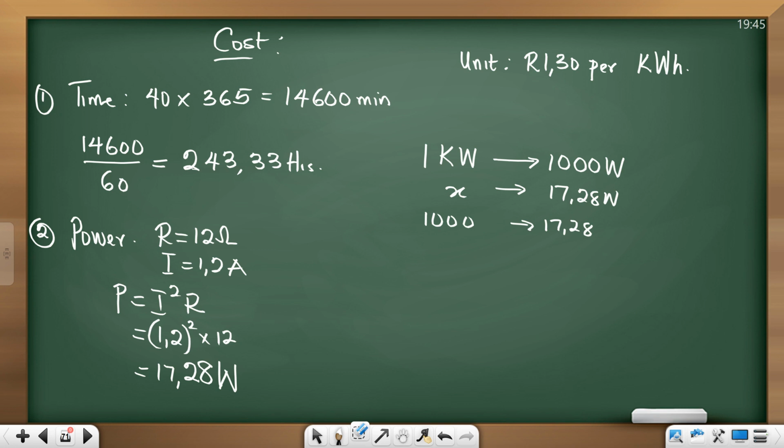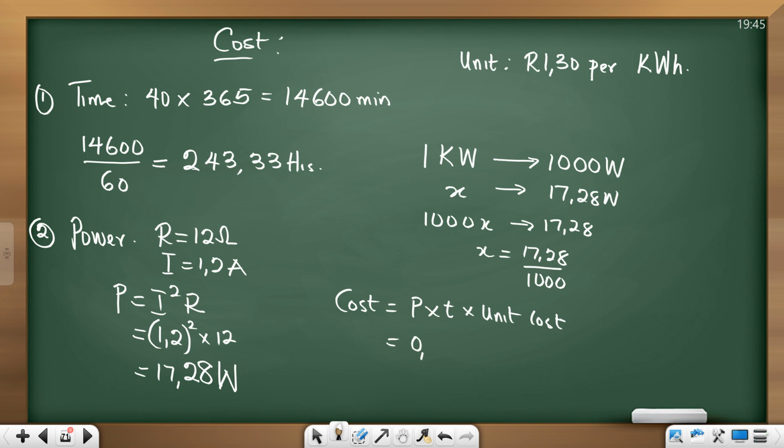Okay? So what do we have? What is X? 17.28 over what? 1,000. Now that is my power in kilowatt. Now what is my cost? It is power times time times unit cost. What is our power? 0.1728. What is our time?